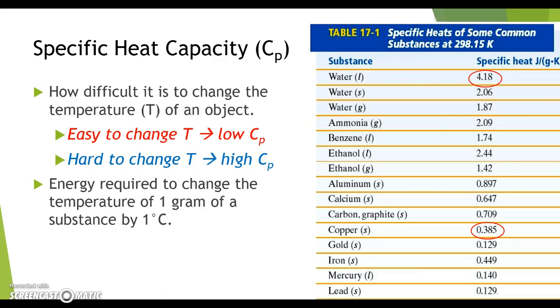A more precise definition of specific heat capacity is the energy required to change the temperature of 1 gram of a substance by 1 degree Celsius. So that is the formal textbook definition of specific heat capacity. So how do we use this specific heat capacity value?